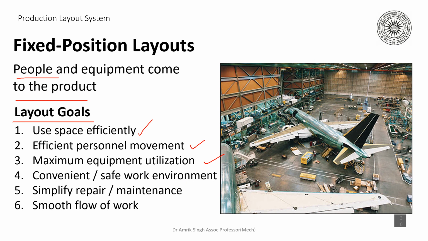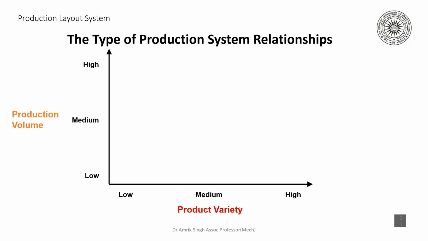So you see this aircraft is being made. This shop is very big and the overhead space, you can say the extent, is very high. So convenient and safe work movement, simplify the repair and maintenance, and smooth flow of work. These are some of the characteristics or layout goals for the fixed position type of layout.